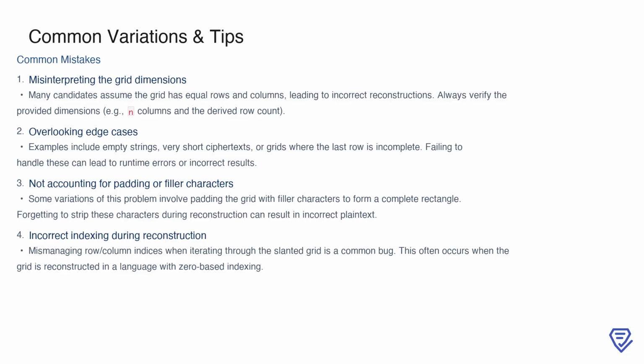Additionally, some variations of the problem introduce padding or filler characters to make the grid rectangular. If you forget to strip these extra characters during the reconstruction, your solution might produce errors. Finally, incorrect indexing is a frequent pitfall. Managing row and column indices properly, especially in zero-based indexing languages, is essential for accurate traversal of the slanted grid.